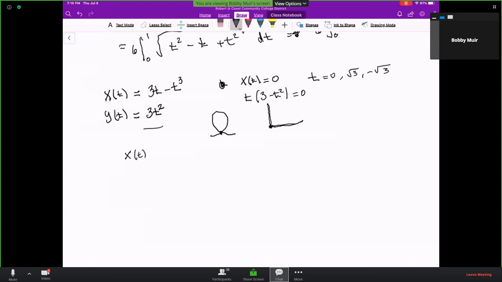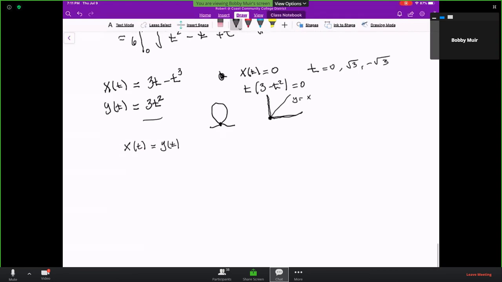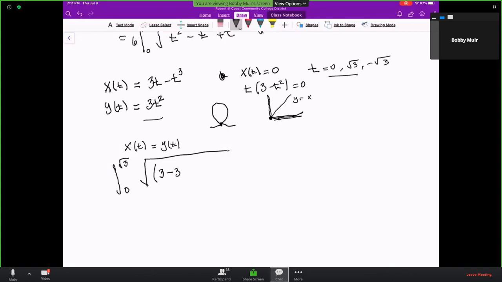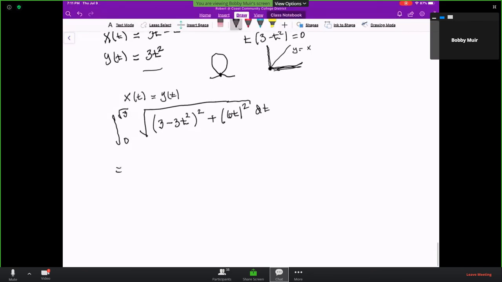When does x of t equal y of t? That just tells us when the graph crosses the line y equals x, right? Yes. Okay, so I'm taking my clues from this, that it goes out and it goes back. Okay, so now it's starting to come back. Okay, so I get this: 3 minus 3t squared plus 6t squared. Okay, now this is going to collapse. I can already tell. But there's still the issue of, did we set it up correctly? And it's all coming down to the bounds, right?